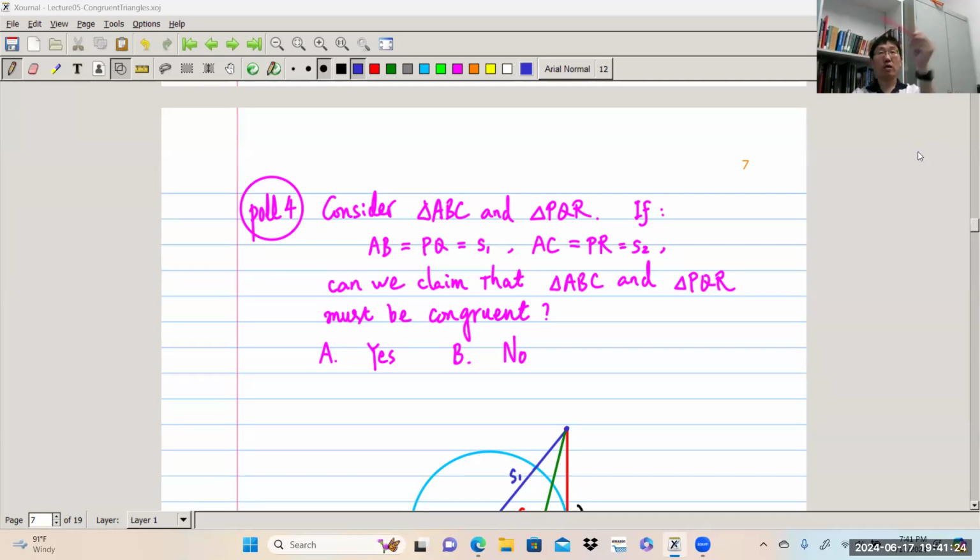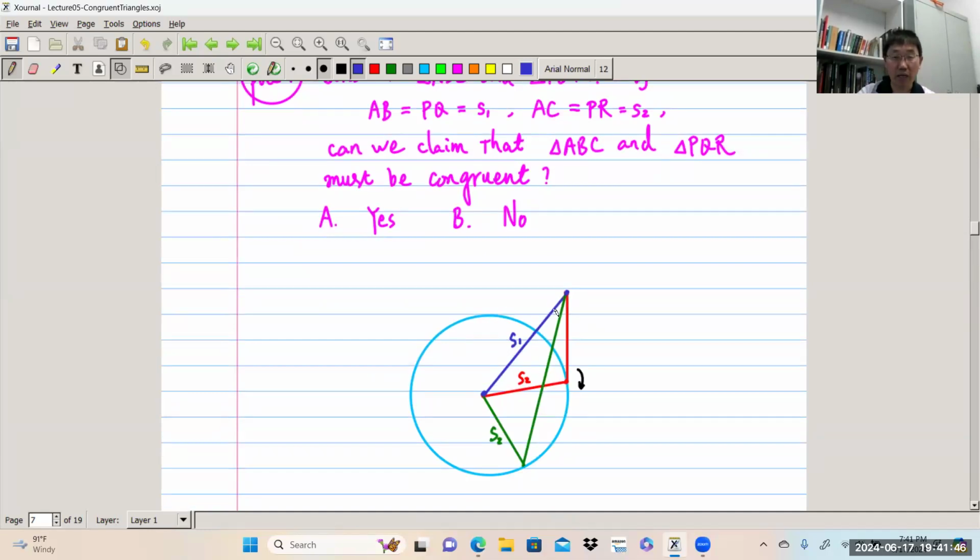The answer, of course, is no. When you have 2 sticks with fixed lengths, suppose this length is S1 and that length is S2, you can just change the opening, the angle between these 2 sticks, to make a lot of different triangles. Look at this diagram. Say this is S1, the length of AB or PQ, and then you have S2, the length of AC or PR. This point is A, this point is B, and this point is C. Or you can treat this point as P, this point as Q, and this point as R. So you have A, B, C, or P, Q, R.